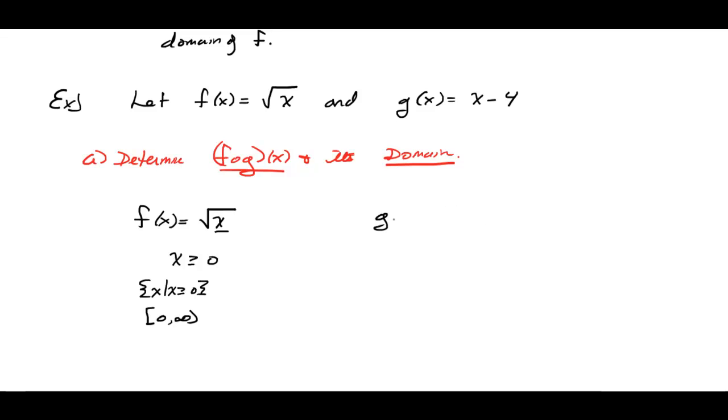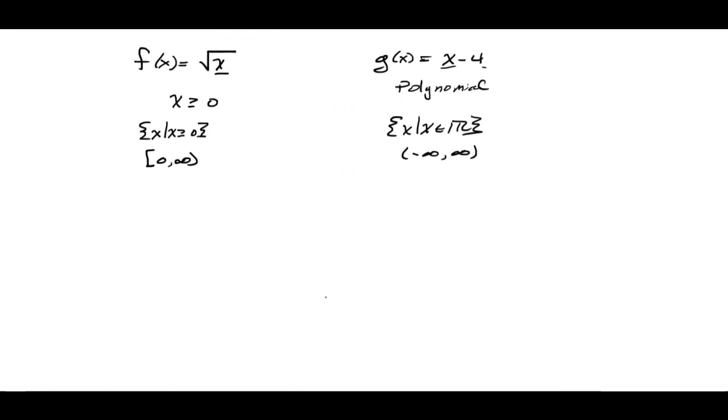If we look at g of x is equal to x minus 4, we should all recognize this guy is a polynomial. He's a linear polynomial. We know the domains of all polynomials are all real numbers, which can be written in interval notation from negative infinity to positive infinity.